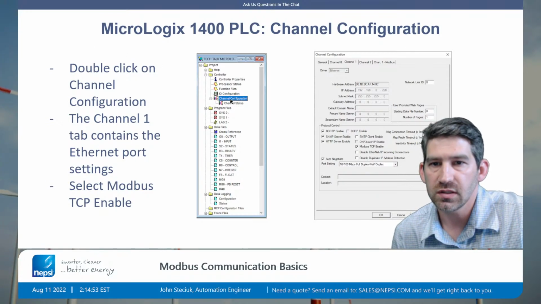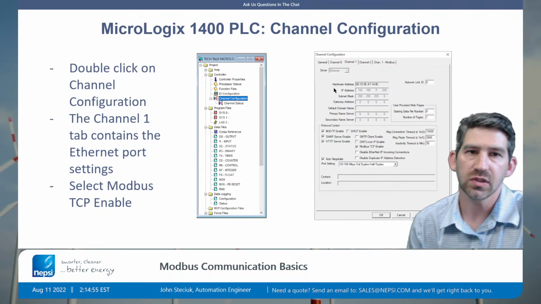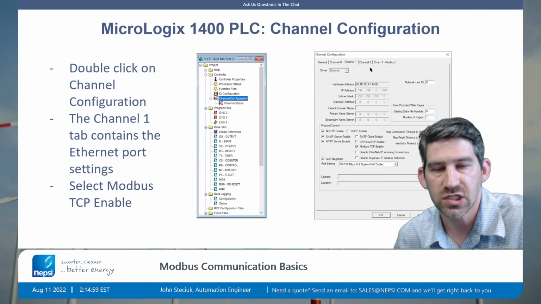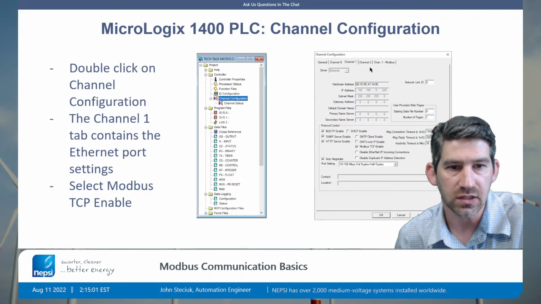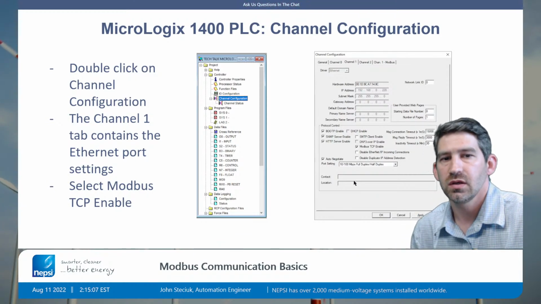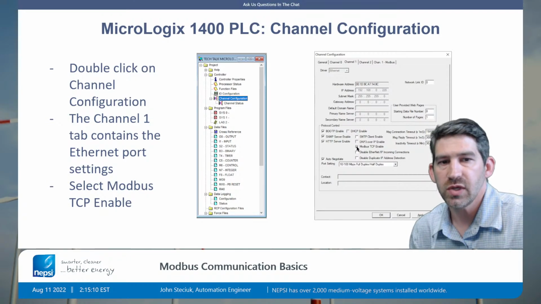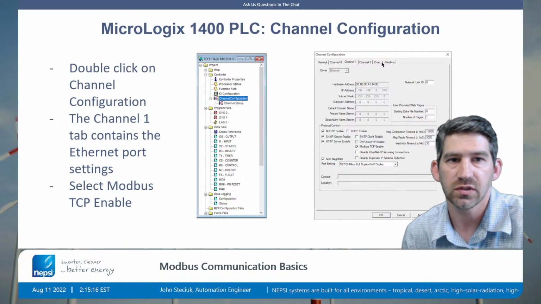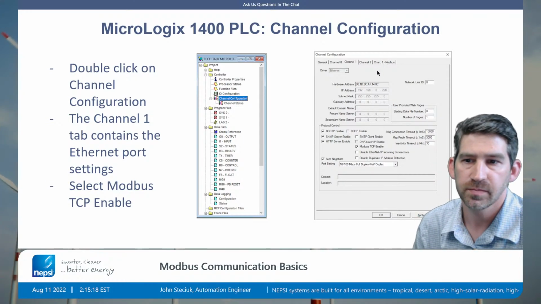So once you get the channel configuration box open, you're going to see some tabs along the top of the box, and you're going to click on channel 1, which is the Ethernet channel. So it contains all these settings for protocol control down here. You want to make sure that you click on the Modbus TCP enable checkbox, and that's going to give you another tab over here called channel 1 Modbus.